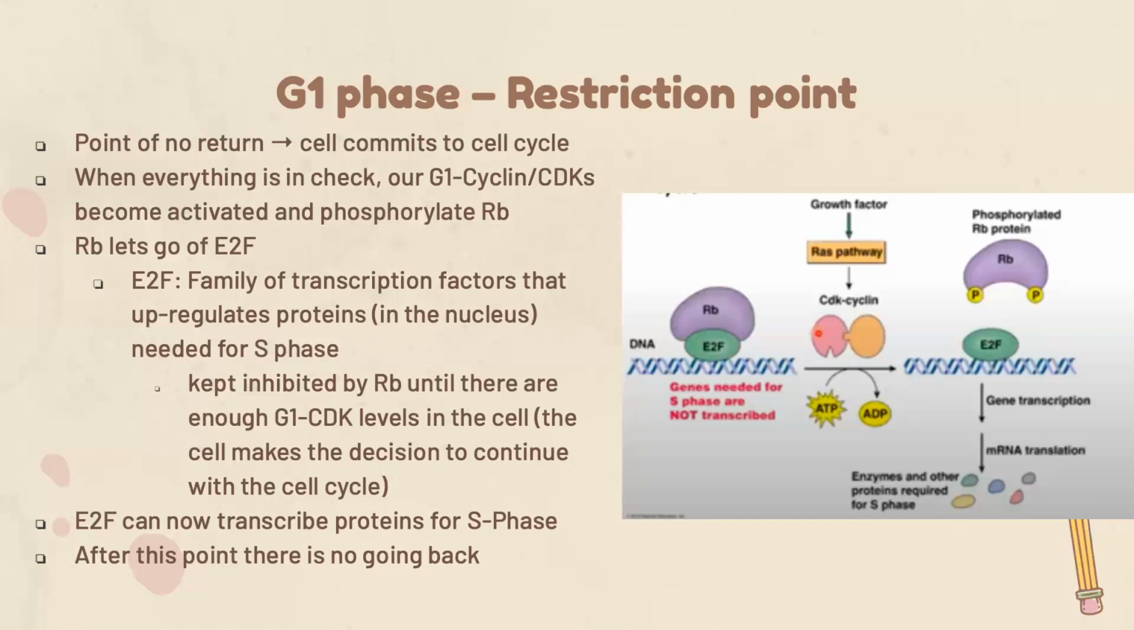And then once RB is phosphorylated and lets go of E2F, it allows E2F to act as a transcription factor. So once all that occurs, the cell has committed to the cell cycle.